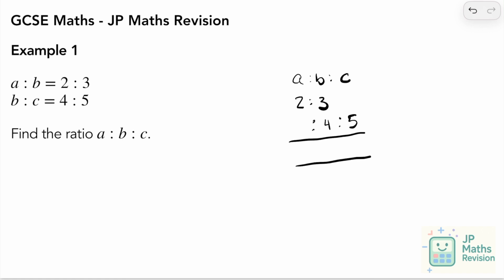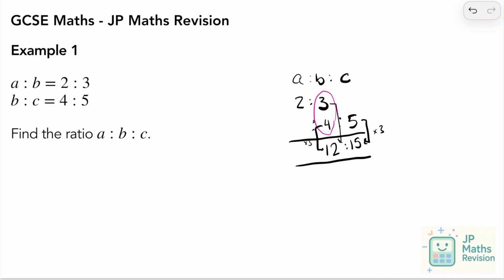At this point, you notice that both of them share a B. So we need a number that both 3 and 4 go into. So 3 and 4 both go into 12, so 12 is going to be our common multiple. Now to get from 4 to 12, I multiply by 3. So I'm going to multiply the 5 by 3 as well. So 5 times 3 is 15.